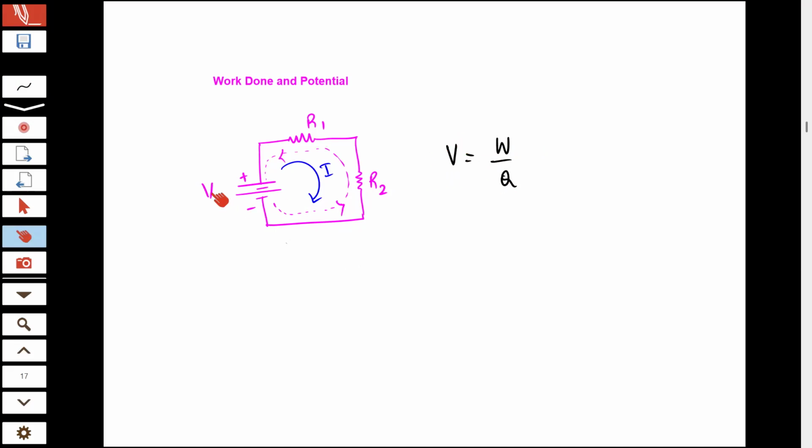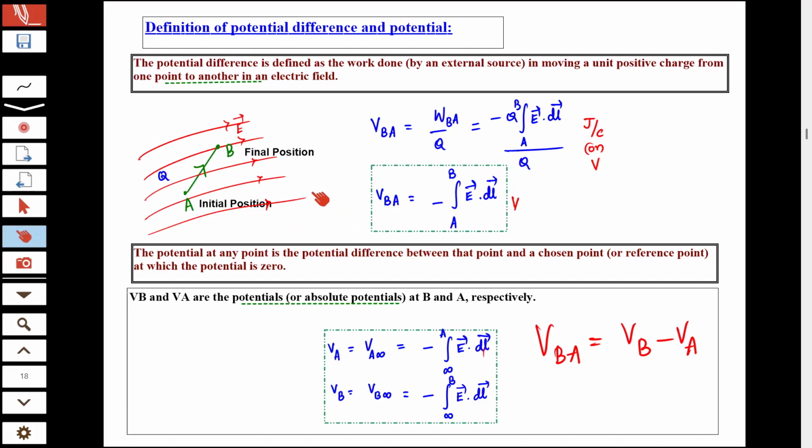Now here the potential and work done is defined in the circuit concept. Let us now define the work done and potential in the electric field concept. We have already discussed that the work done in moving the charge from point A to point B against the force of the electric field can be given as minus Q line integral E dot dl. Initial point is A and final point is B.